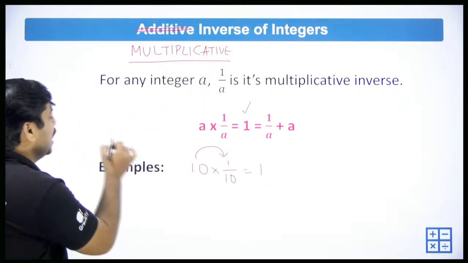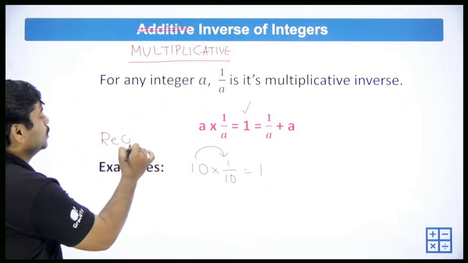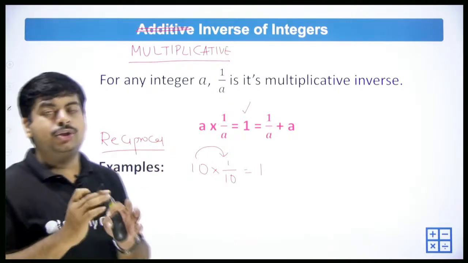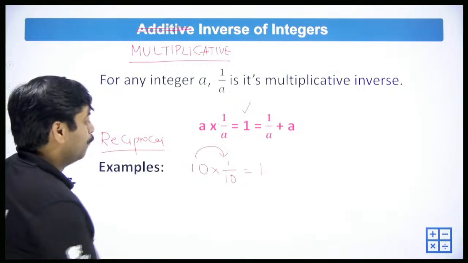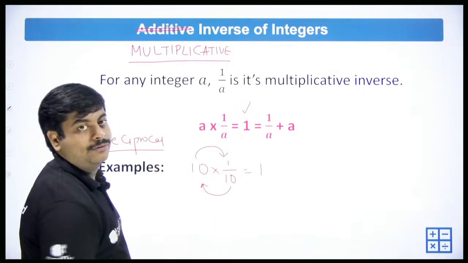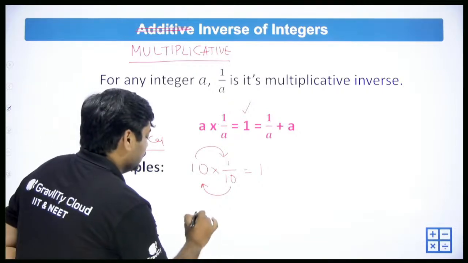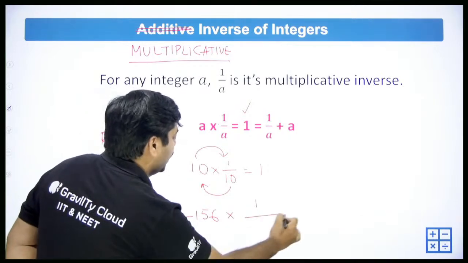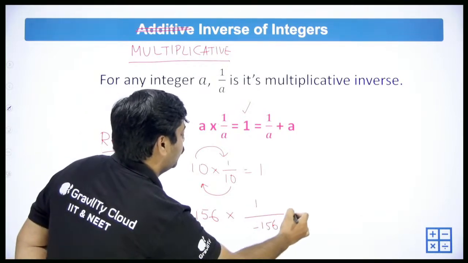Or you can also say reciprocal. The same thing is also called reciprocal. Whatever it is, the product should be 1. Okay. For number 1 by 10, 10 is the reciprocal, or 10 is the multiplicative inverse. Minus 156 into minus 1 by 156 will give you 1.